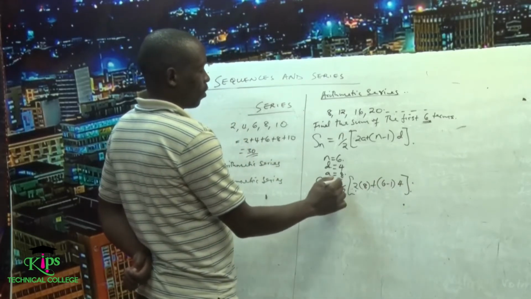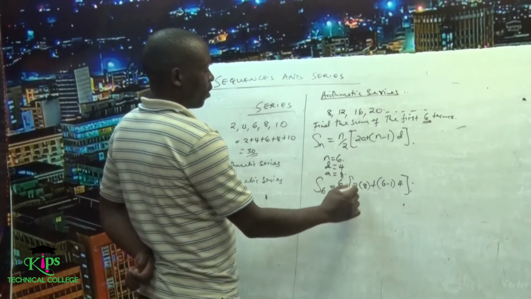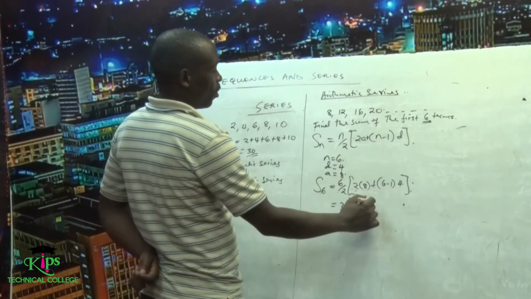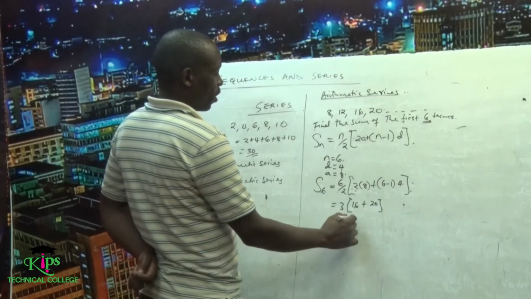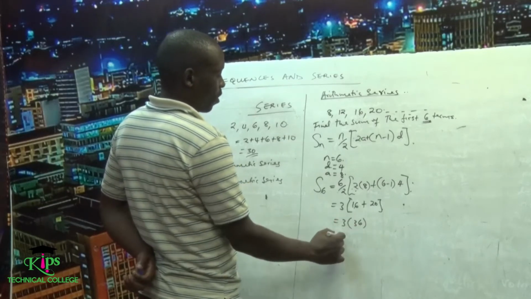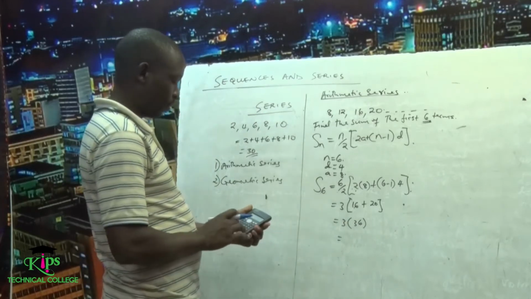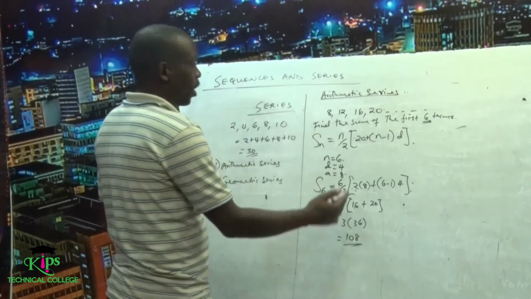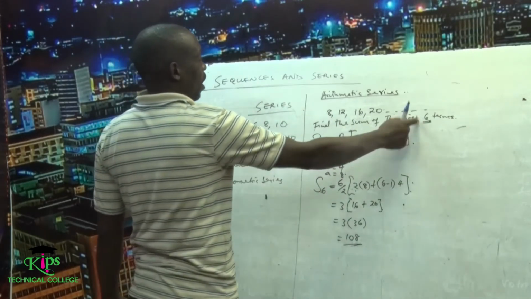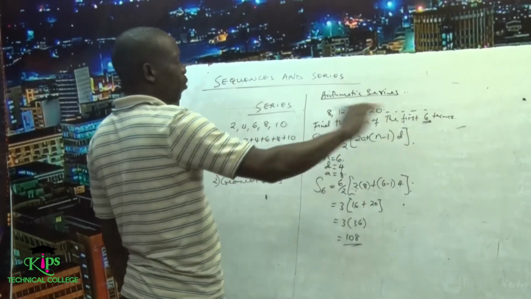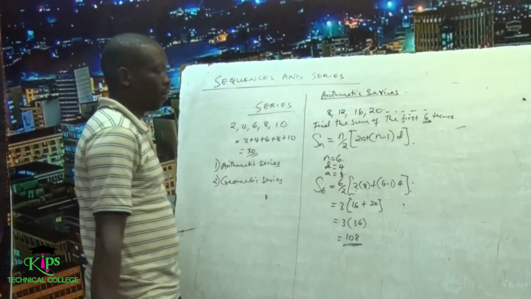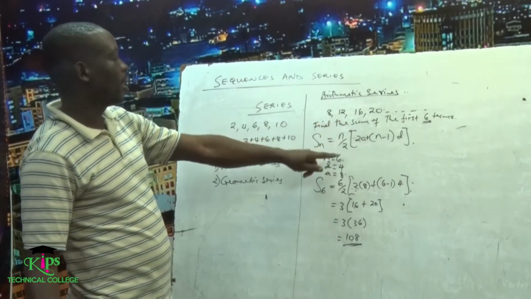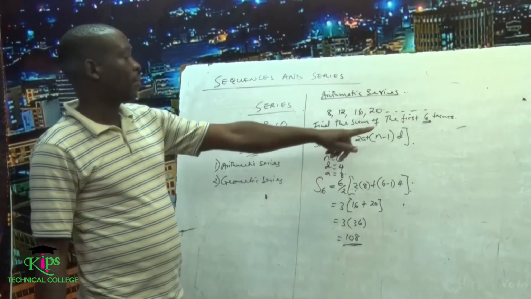So what does this give us? 6 divided by 2 is 3, 2 times 8 is 16, plus 6 minus 1 which is 5, and 5 times 4 is 20, so we have 3 times 36, which gives us 108. So if we continue up to the 6th term and add them, they give us 108. When it is an arithmetic series, it is the addition of the terms in the arithmetic sequence up to the term that you have been told.